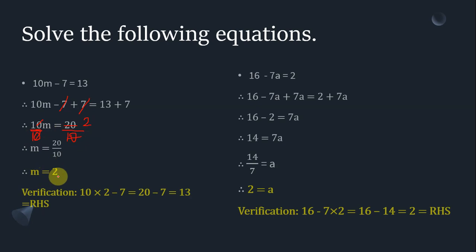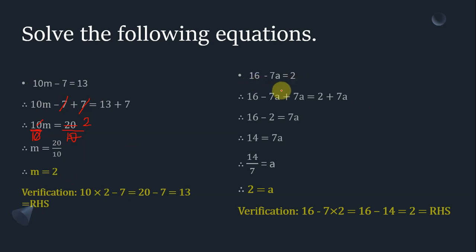Okay, now how to check these questions, these answers, you can check on your own. In place of m, if I put 2, what is happening? 10 twos are 20. 20 minus 7, what is the answer? 13, right? So I got left side and right side equal, means my answer is 100% correct.